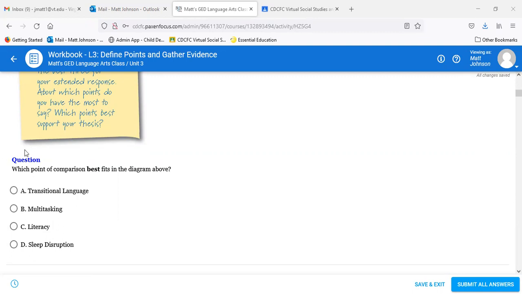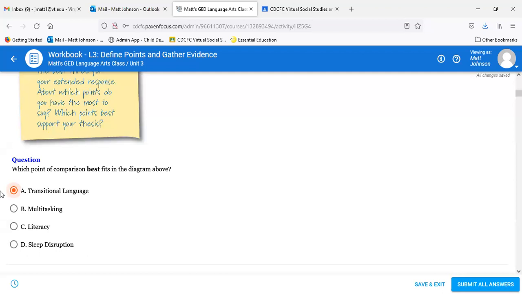What does both passages include? Wait a minute. I think transition language. Yeah, they both have transitional language. So A for number one, right?